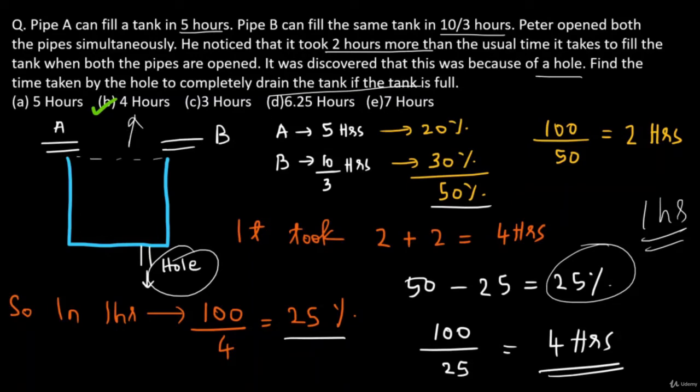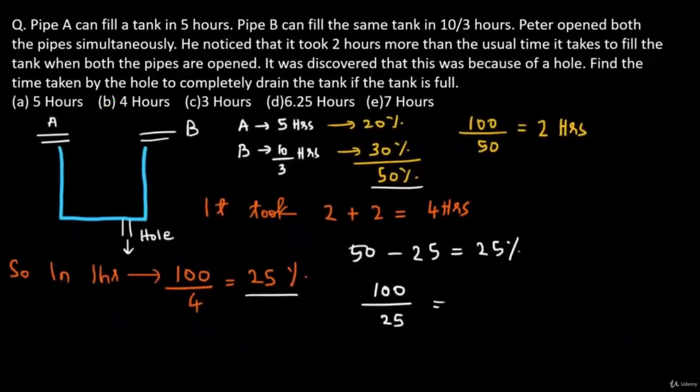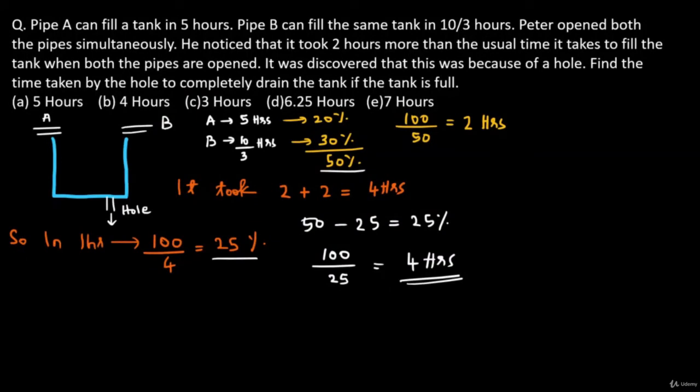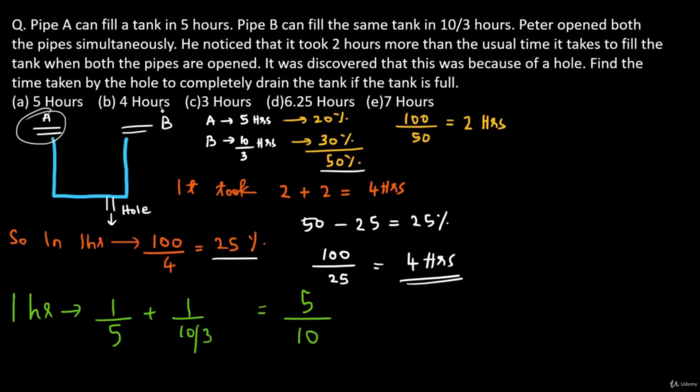Alright, now let's also try this using fractions. So what would be the effect in 1 hour? That would be 1 by 5 plus 1 by 10 by 3, right? That's equal to 5 by 10. So in 1 hour, if pipe A and pipe B is opened, 5 by 10 or 1 by 2 of the tank would have been filled, right? Now therefore it would just take 2 hours on a normal day to fill the complete tank, right? Because this is equal to 1 by 2, and 1 by 2 into 2 is equal to 1.